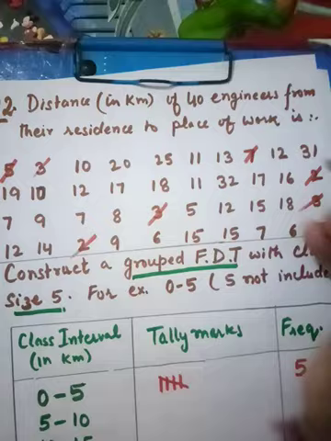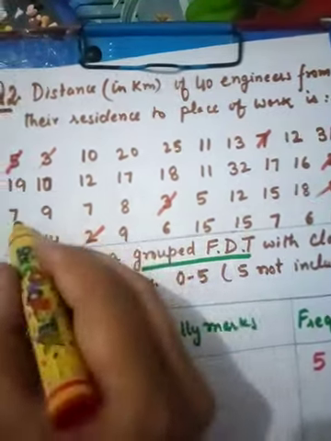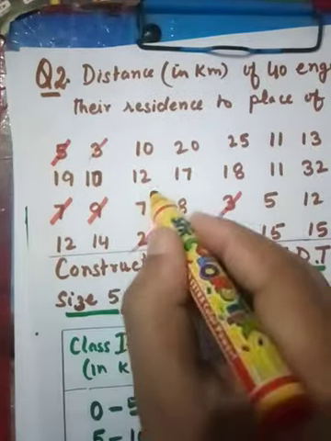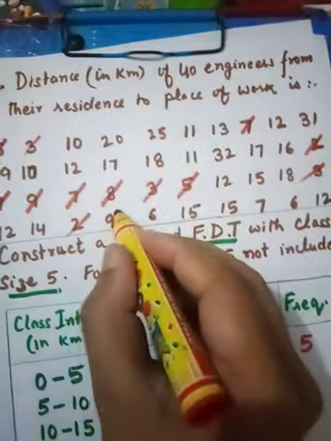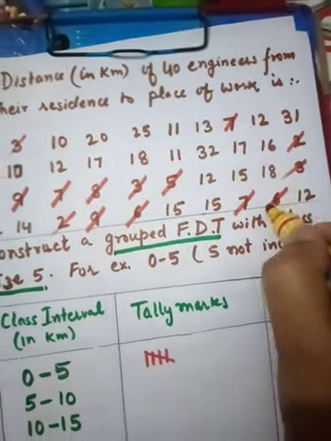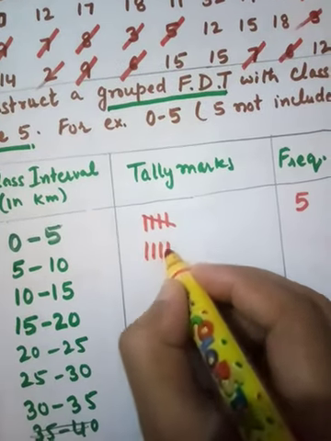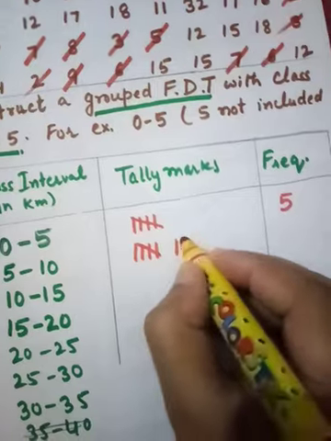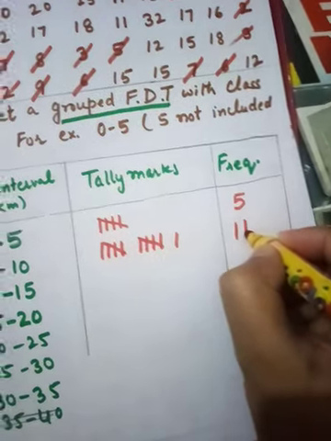Then 2. 10 will not be counted. Then 3, 4, 5, 6, 7, 8, 9, 10, 11. So 1, 2, 3, 4, 5, 6, 7, 8, 9, 10, 11. So 11 have come here.